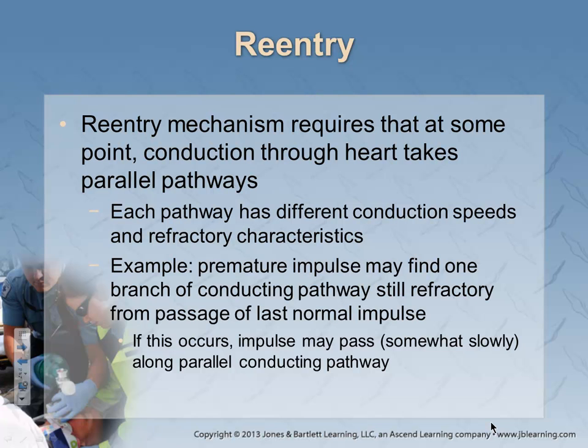An example of re-entry, premature impulse may find one branch of conducting pathway that's still refractory from the passage of the last normal impulse. Refractory means is what? In the process of what? Repolarization. If this occurs, the impulse may pass somewhat slow along a parallel conducting pathway.